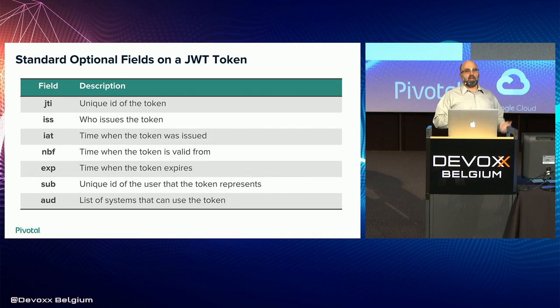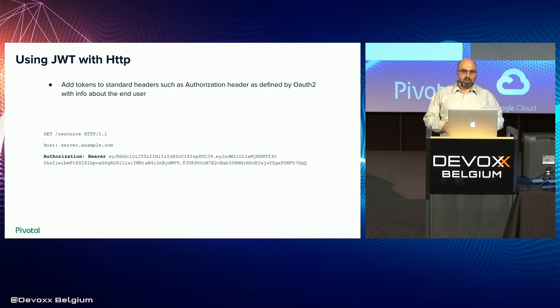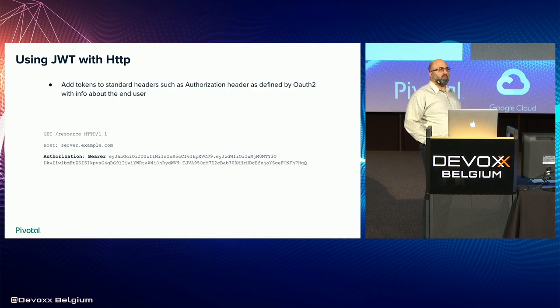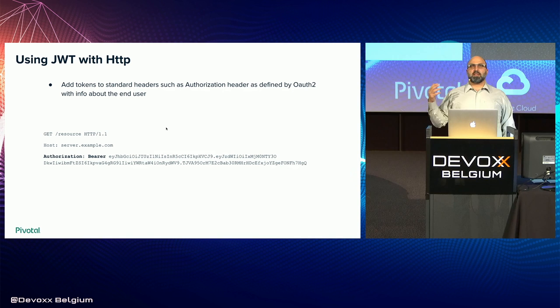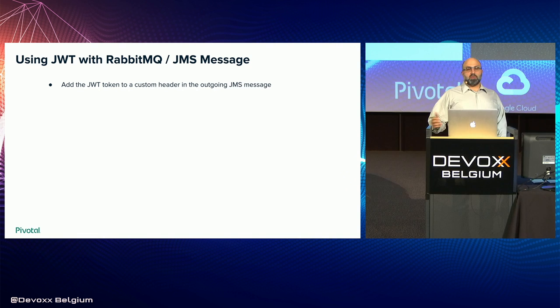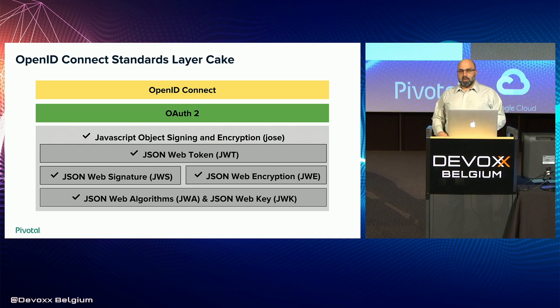So once we have this JWS token, for example, you can send an HTTP request, there's an authorization header, and then you can just say bearer, and then the actual content of the token. We're going to scare you later on at the end of the presentation about some of the challenges of working with bearer tokens. So just understand it's very easy to work with, and that's why a lot of people use it. We could also take the token and stick it into a header for a RabbitMQ message or a JMS message. And that's your JavaScript Jose set of standards. Questions about this collection of standards at all?